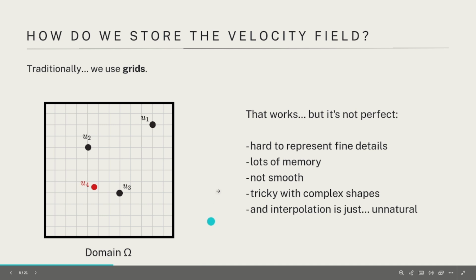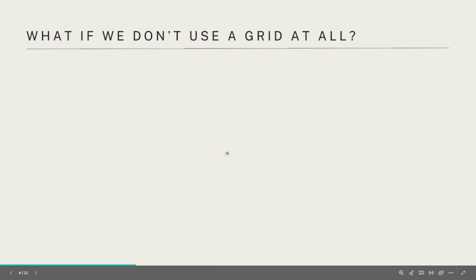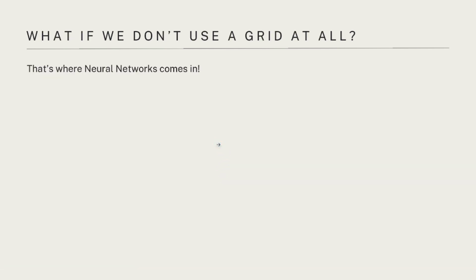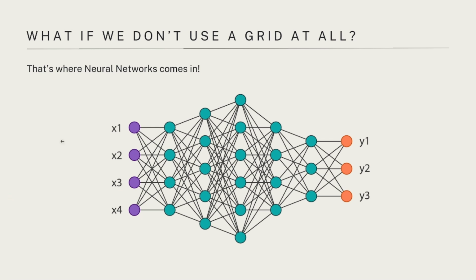So what if we don't use a grid at all? What if velocity is just a function that we can evaluate anywhere? That's where neural networks come in. A neural network takes a point and returns a velocity. This is called an implicit neural spatial representation. And it's awesome because it's continuous, it works at any resolution, it's adaptive, and gradients basically come for free because it uses auto-differentiation. Basically, in theory, neural networks should be perfect for fluids.